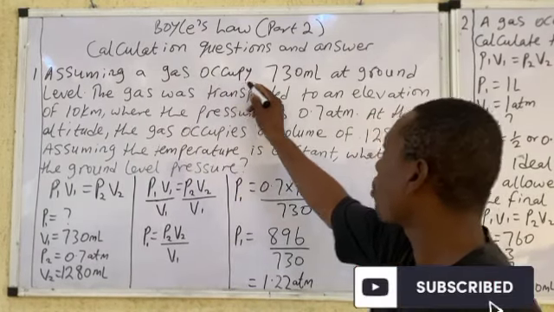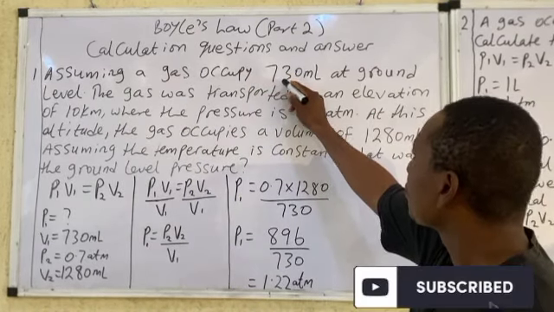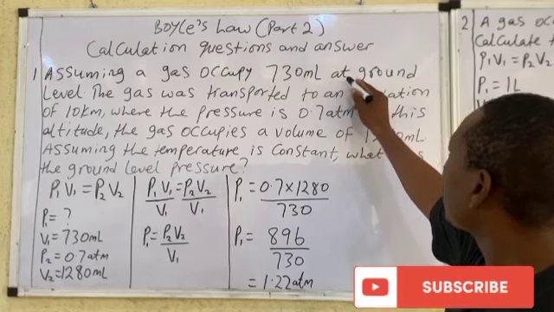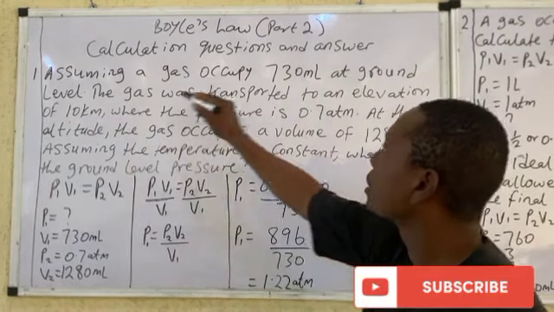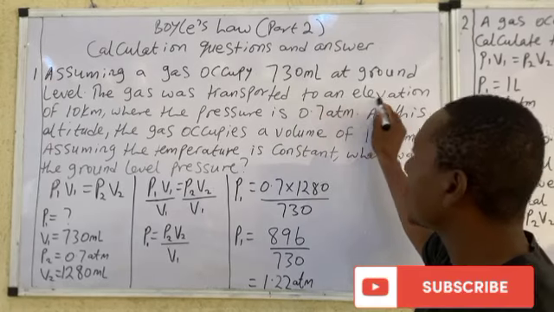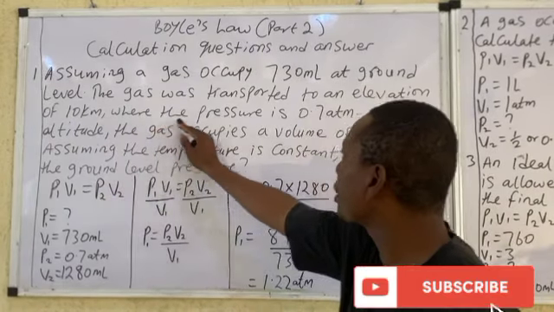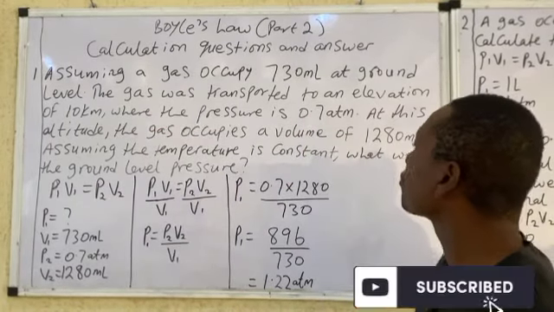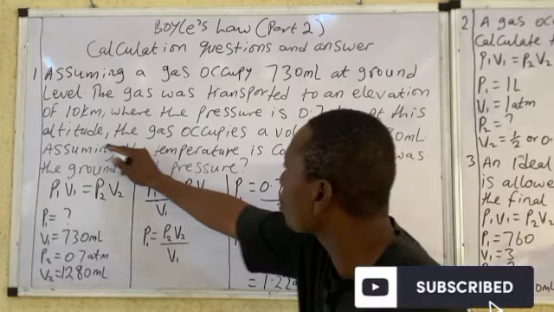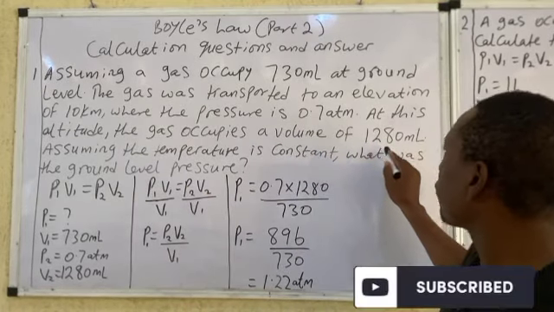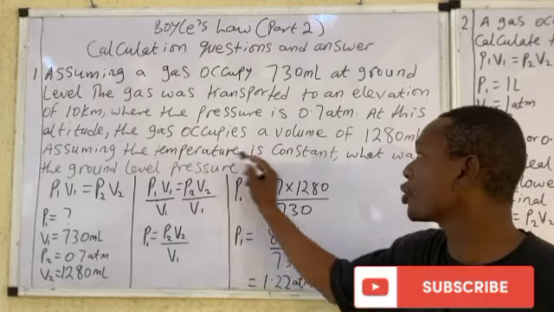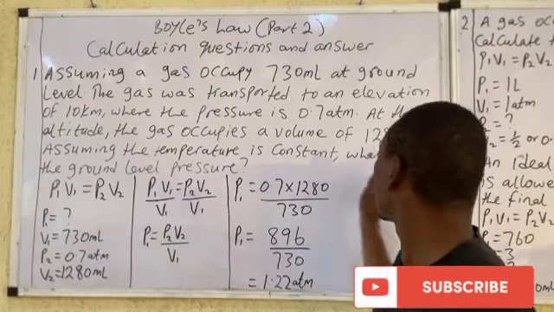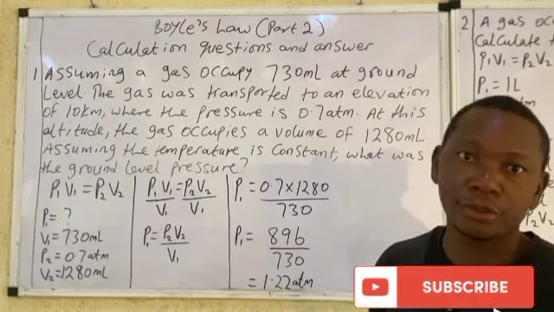Assume a gas occupies 730 milliliter at ground level. Now, the gas was transported to an elevation of 10 kilometers where the pressure is this. At this altitude, the gas occupies a volume of 1280 milliliter. If the temperature is constant, what was the ground level pressure?